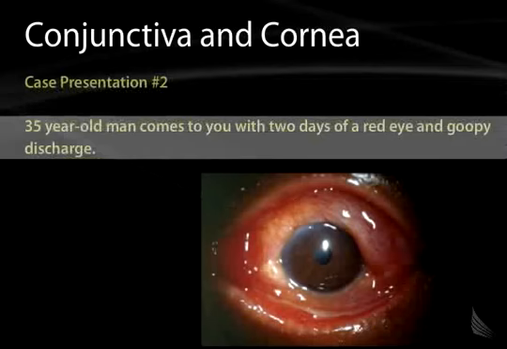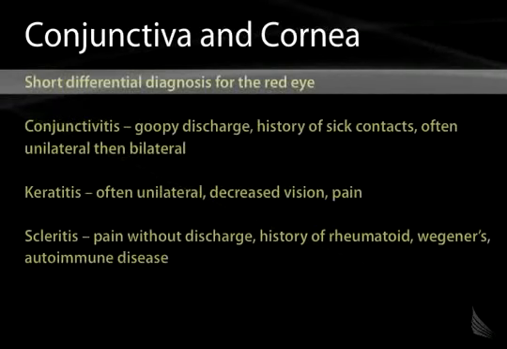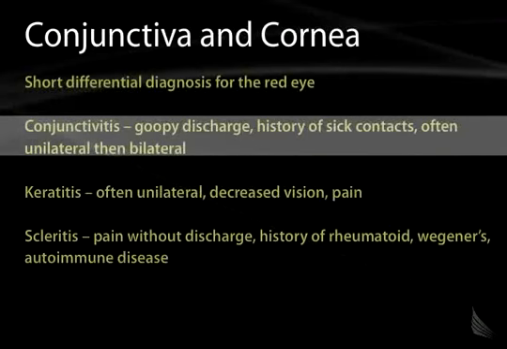Case number 2. A 35-year-old man comes to you with 2 days of a red eye and goopy discharge. You have a really pretty sick picture underneath which shows a goopy, red, swollen-looking eye. Nobody wants to have that. We don't think it's healthy. Must be sick. The short differential diagnosis for a red, goopy eye is conjunctivitis.